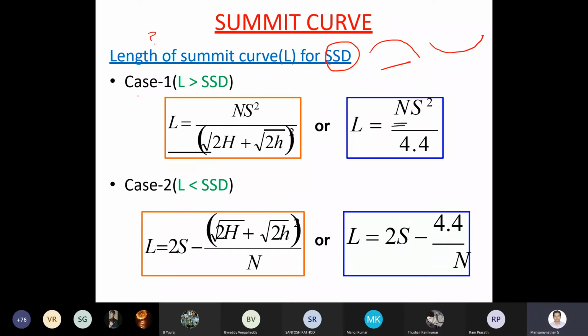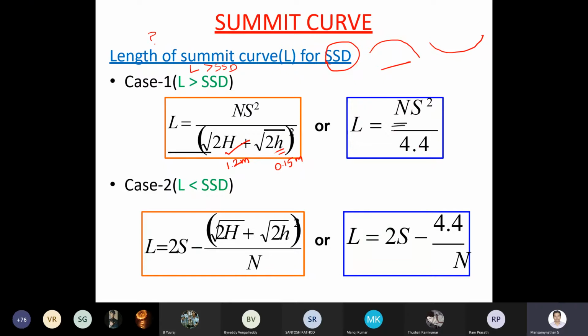For this identification, we have two kinds of assumptions. In the first assumption, the length is greater than SSD, using the formula N S squared divided by 2 into root of 2H plus 2 into root of small h, whole squared. Here capital H is the height of the driver's eye, which we know is 1.2 meter, and small h is the height of the object, which is 0.15 meter. When you apply this, you get the value 4.4.